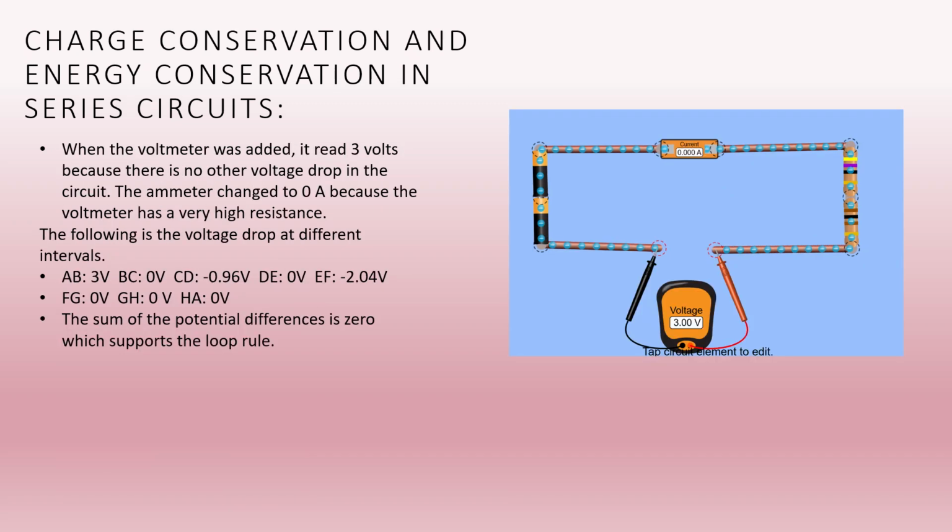When the voltmeter was added, it read 3 volts because there's no other voltage drop in the circuit. The ammeter changed to 0 amps because the voltmeter had a very high resistance. The following is the voltage drop at different intervals, and the sum of the potential differences is 0, which supports the loop rule.